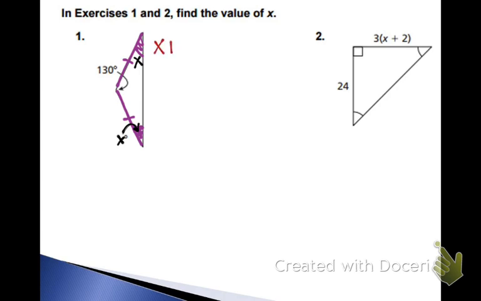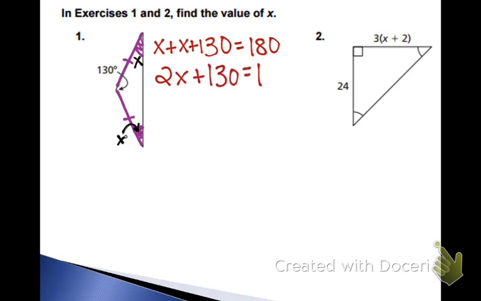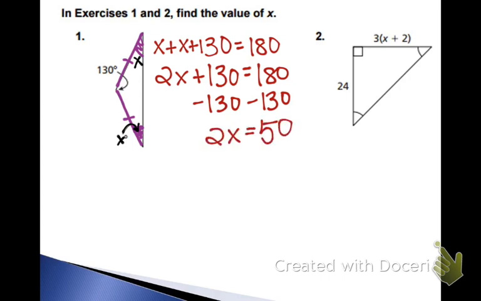So we're going to say x plus x plus 130 equals 180. Combine like terms, we get 2x plus 130 equals 180. What do I do next? Subtract 130. So 2x equals 50, and then x equals 25.